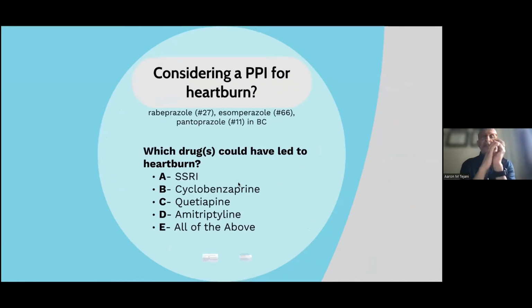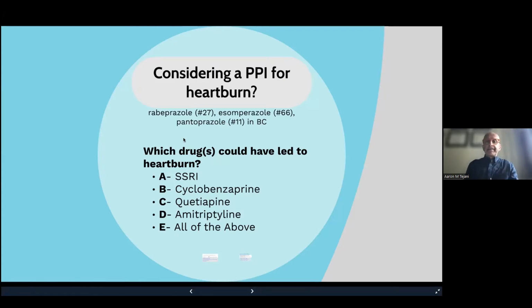Okay, so the next question: considering a proton pump inhibitor for heartburn. Just to note that in BC, rabeprazole is the number 27 drug, esomeprazole number 66, and pantoprazole number 11. I suspect pantoprazole is higher than the other two because of the BC Pharmacare funding criteria. But if you're considering a proton pump inhibitor for someone that's experiencing dyspepsia or heartburn or some sort of irritation, dry cough potentially, which drug could have led to heartburn?